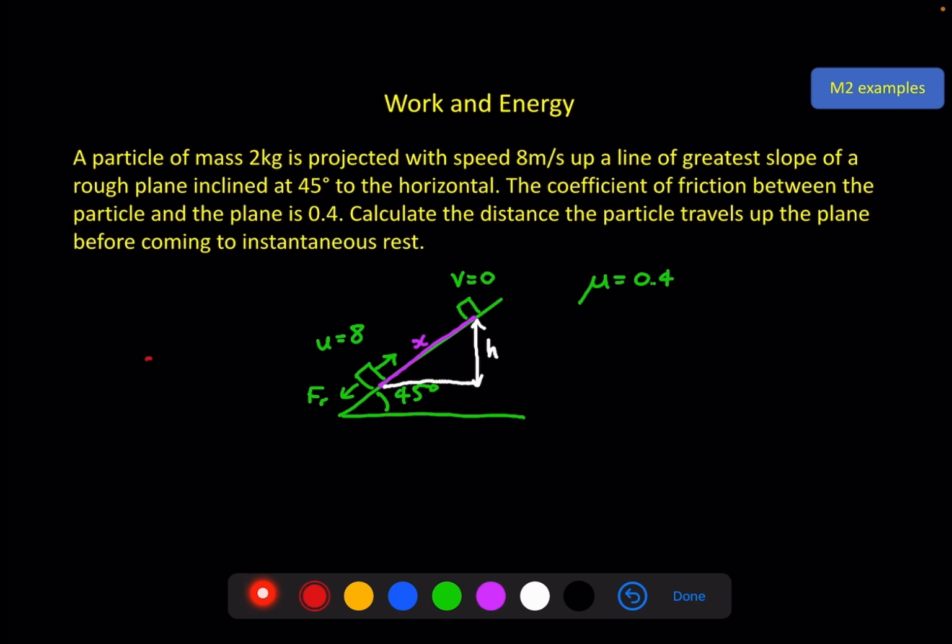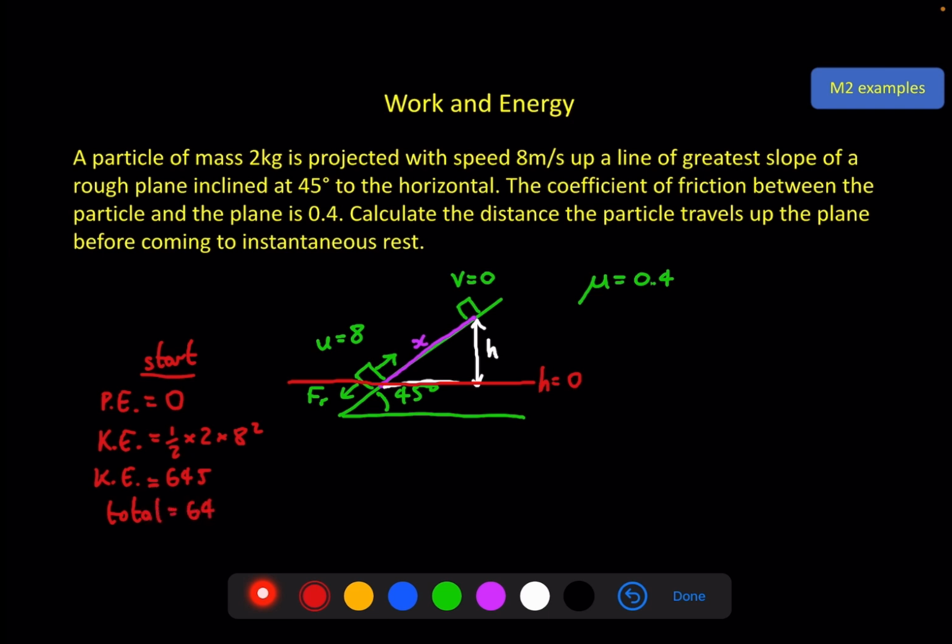So I'll call this the start. At the start we've got potential energy. Again, I need to choose my level here, and to make it easy for myself I'll choose the level where it starts as my 0 point. So compared with this level, it has 0 potential energy, and its kinetic energy is equal to 1/2 times the mass times the speed squared, which is 64 joules of energy, plus the potential energy gives me a total amount of energy in the system of 64 joules.